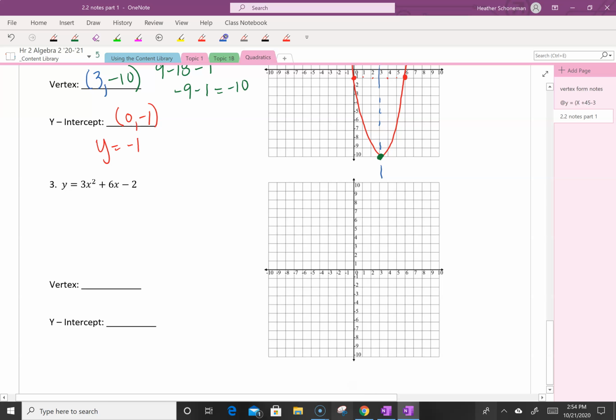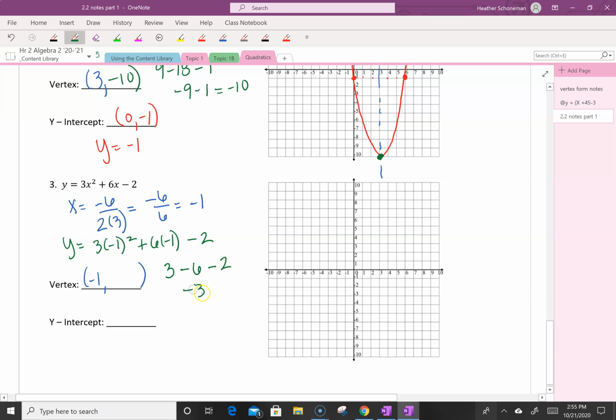All right, so on the last one, to find my vertex, I've got the opposite of b, which is negative 6, over 2 times a, which is 3. So I get negative 6 over 6, which is negative 1. Now I've got to find the y-coordinate. So I'm going to plug in negative 1. So I have 3 times negative 1 squared plus 6 times negative 1 minus 2. Negative 1 squared is positive 1 times 3 is 3. So I get 3 minus 6 minus 2. So that's negative 3 minus 2, which would be negative 5.